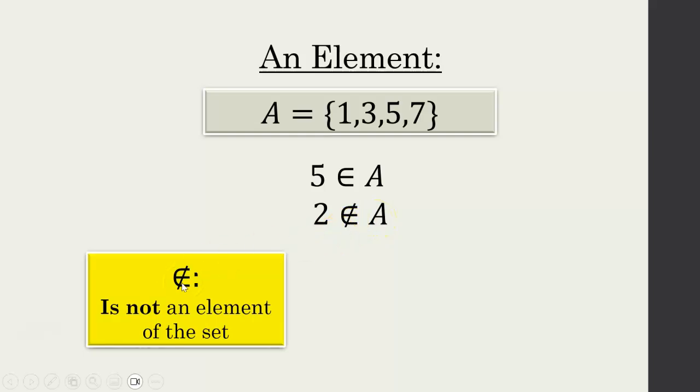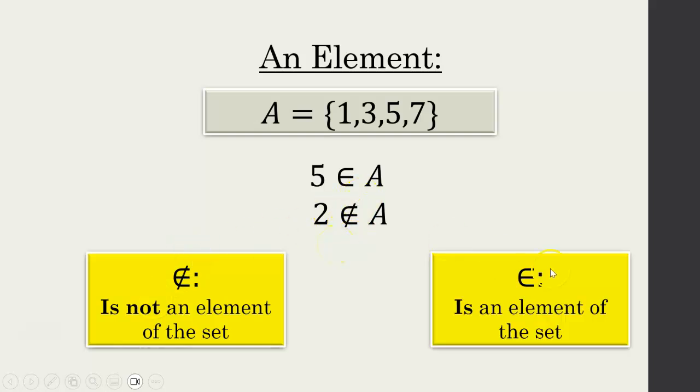The way I try to remember it is the not part is with the line through it. And for this symbol, I think of element. E for element.